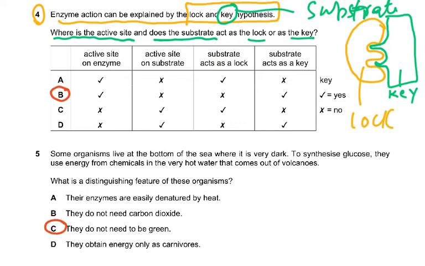So it says here, where is the active site? Active site on enzyme. Yes, it is on the enzyme. Active site on substrate. No, it's not on the substrate. Substrate acts as a lock. No, it doesn't act as a lock. Substrate acts as a key. Yes, it acts as a key. So that is why B was correct.